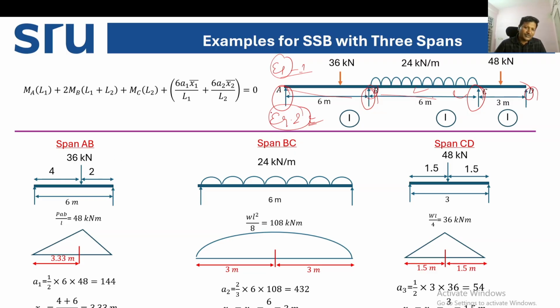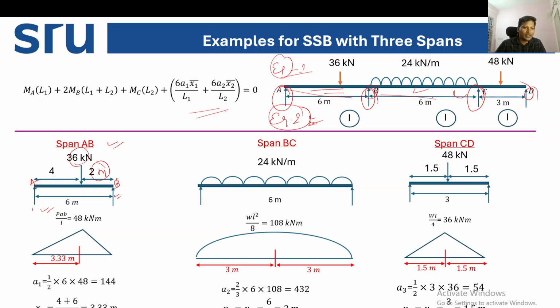So let us find out the free bending moment diagram of each span, and the areas and centroid to support distances, because all these values will be required while writing the equations. For span AB, if you separately draw span AB, both ends are simply supported, and the load is 36 kilonewton, which is 2 meter from B. For that case, just find out the reactions.